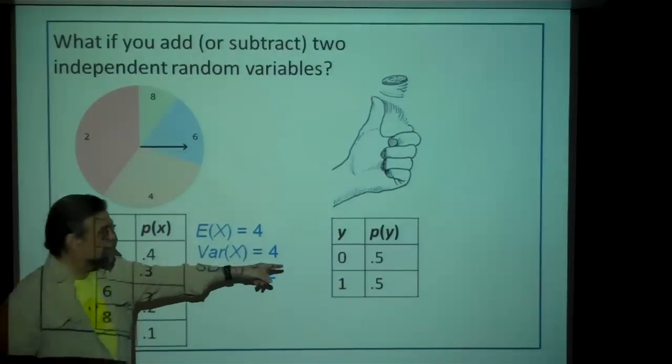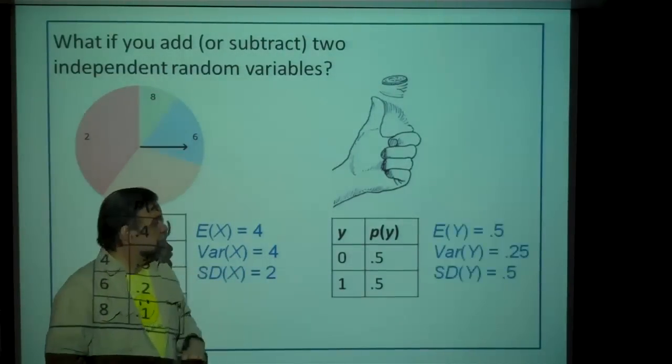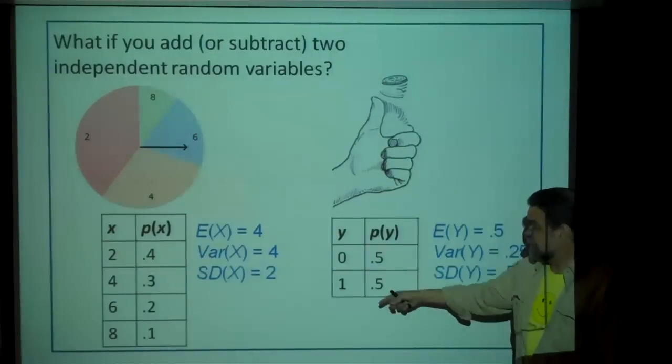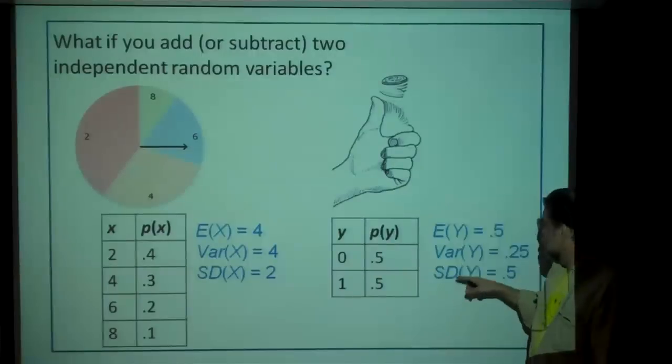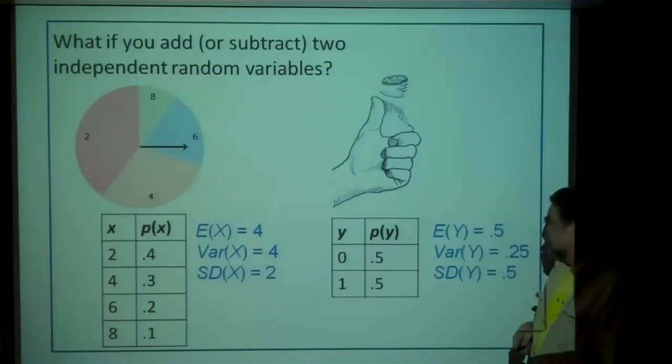And over here, I'm not going to work it out for you. You can do that yourself if you want to, but what you get is the expected value is 0.5. That's easy. It's the average of these two things. The variance is 0.25, which means our standard deviation is also 0.5.